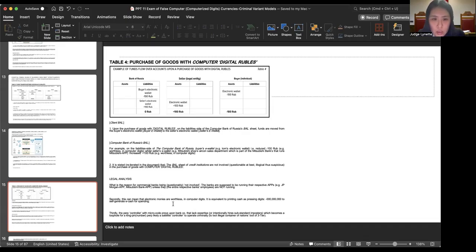Second, this can mean that electronic monies are worthless in computer digits. It's equivalent to printing cash. It's already totally legitimate since perp Tom will be pressing digits 0000000 to generate e-cash for spending. Thirdly, the perp controller with microcode placed upon the bank that lacks expertise.